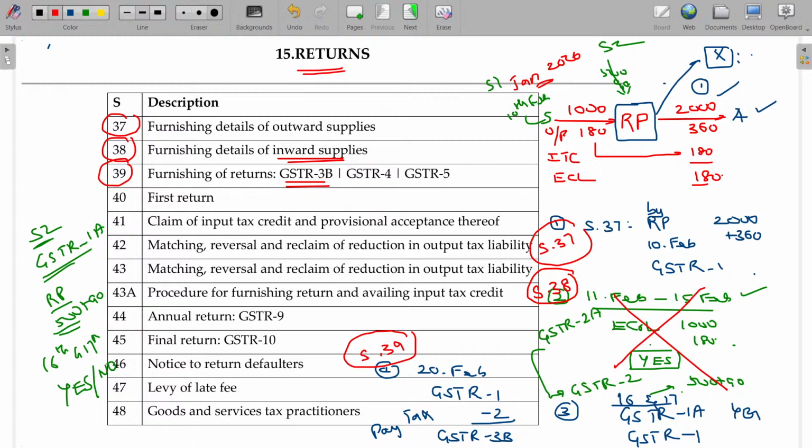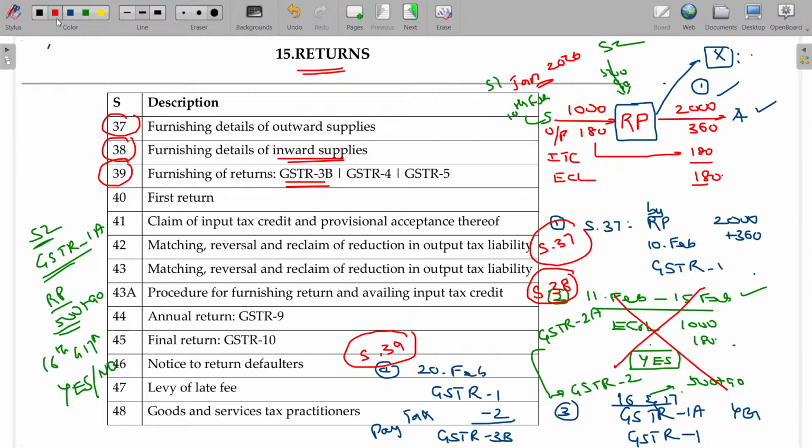Is that clear? What about GSTR 4, GSTR 5, maybe composition levy and UIN supplier? For those, the other forms may be applicable. But anyhow, you have to finalize the complete payment as per section 39.